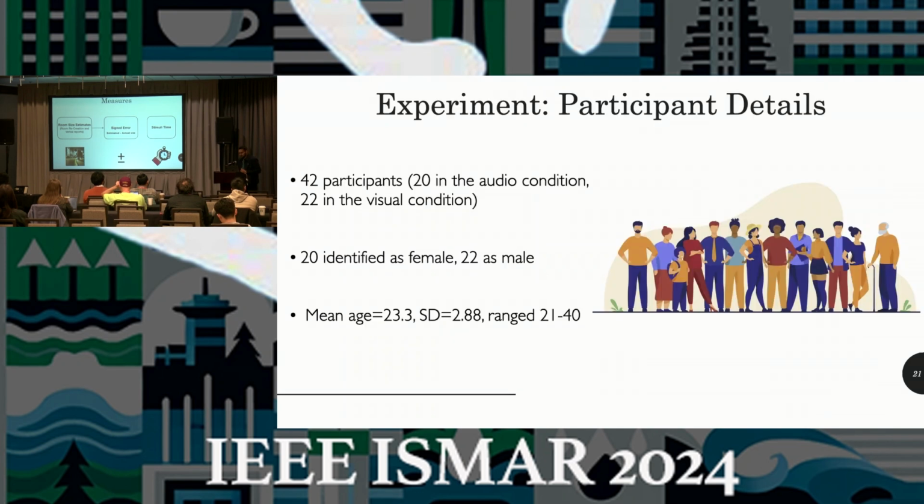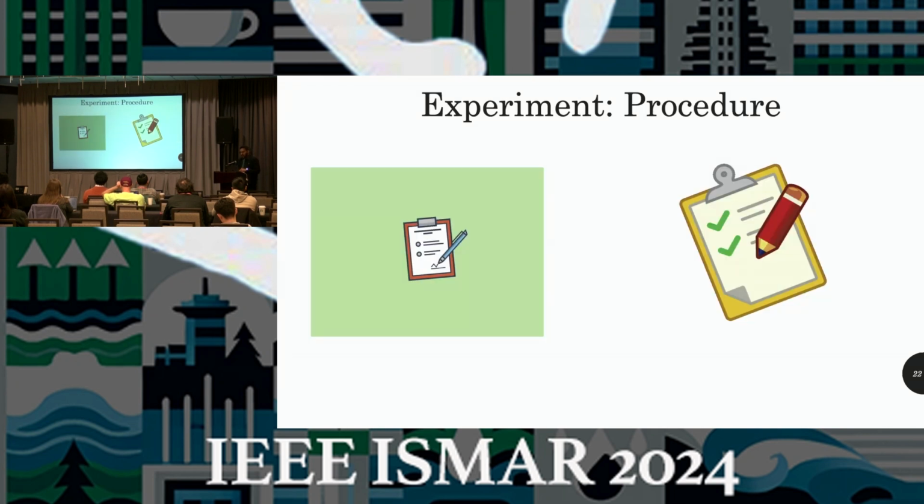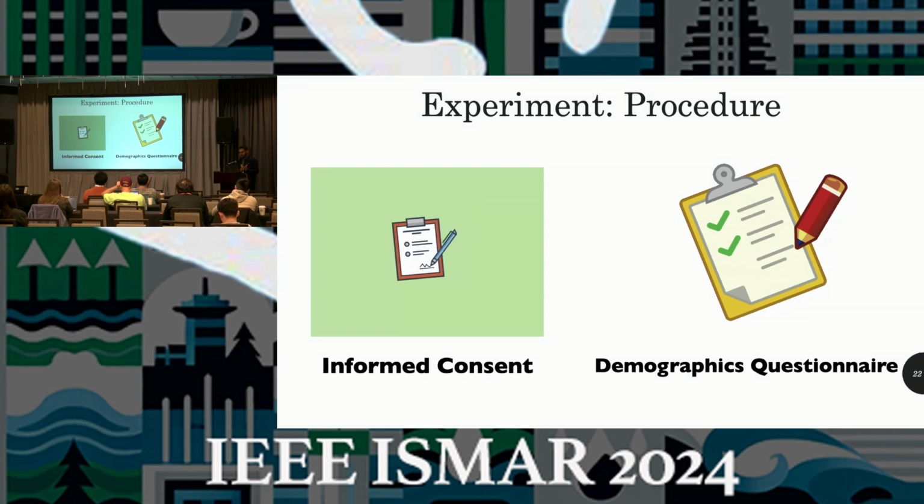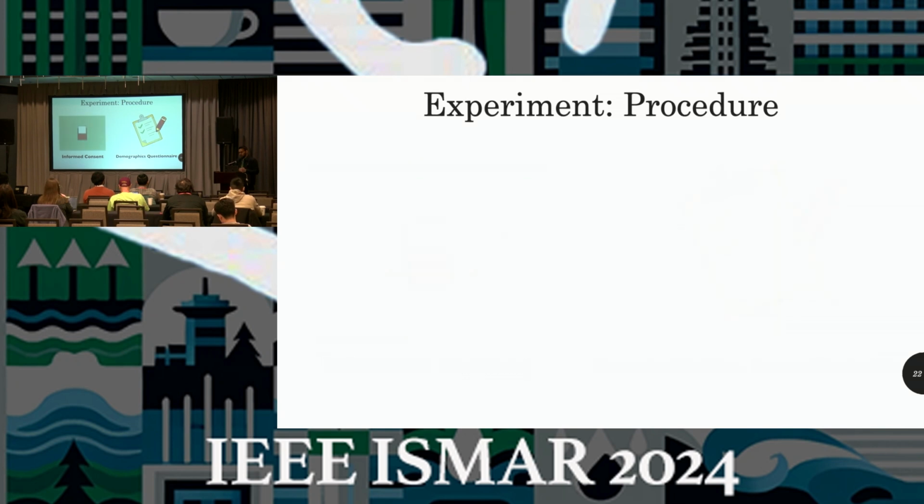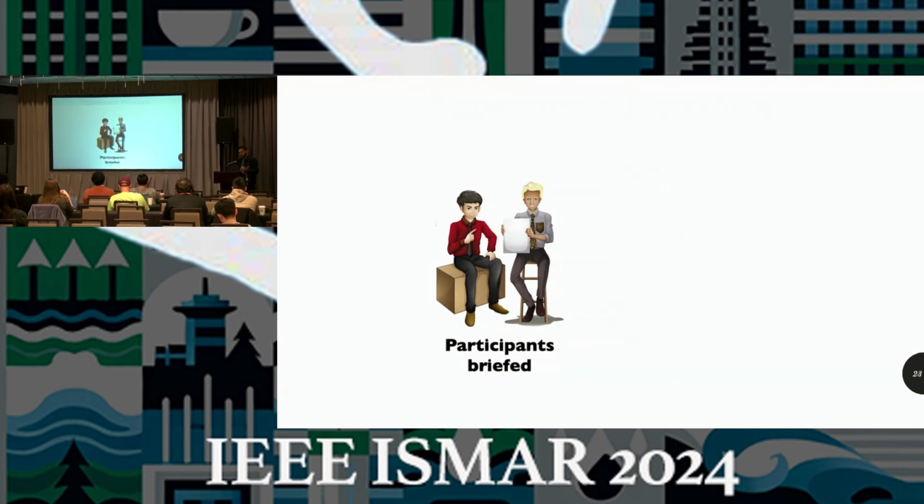A total of 42 participants were recruited for the study, 20 in the auditory condition and 22 in the visual condition. 20 of our participants identified as female and the rest male. Their mean age was about 23 years old. After consenting to participate in the study, users would fill out a demographics questionnaire which probed into aspects regarding their ability to hear. They also took a hearing test to ensure normal hearing, following which they were briefed about the experiment.